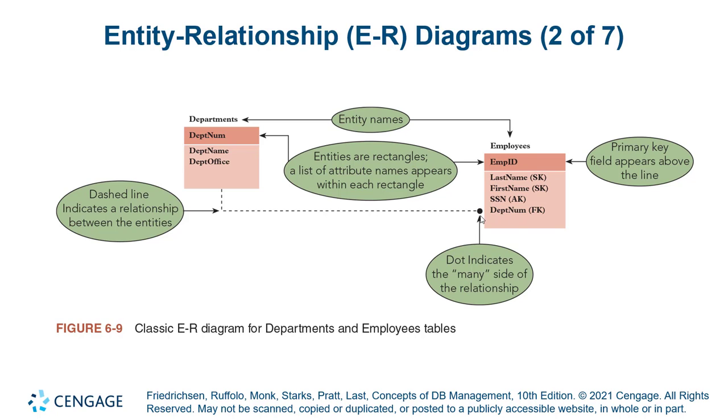And then we can also see we have a dot right here which indicates the many side of the relationship. And then over here on the other side is the one side, which is simply indicated by nothing, essentially. In Access, we see this represented as a 1, and then a 1 and an infinity on the many side. So that's what it looks like in Microsoft Access.